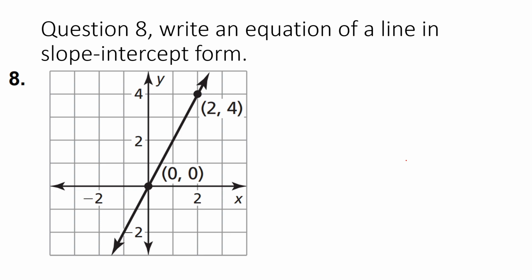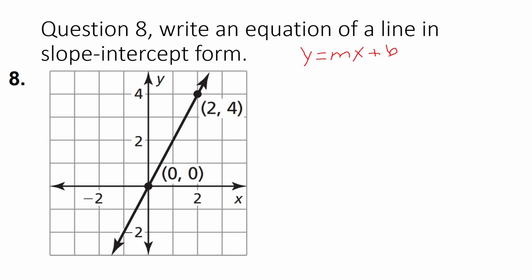Now, in question 8, you are given a graph. And within this section, you have a few different graphs. And we want to write an equation of the line in slope-intercept form. Remember, slope-intercept form is that y equals mx plus b. And so we're going to continue using that y equals mx plus b for all of these. And now, in our last case, we were given the slope, we were given the y-intercept. In this case, we have to find it.